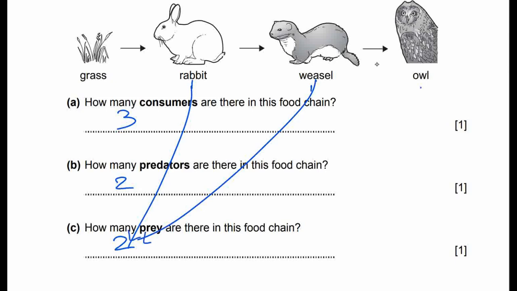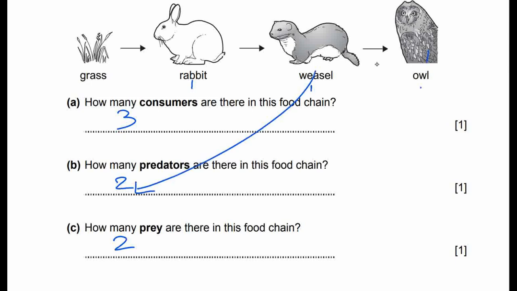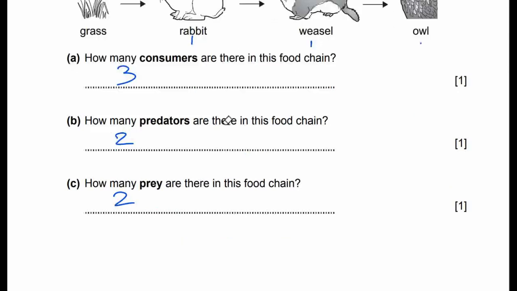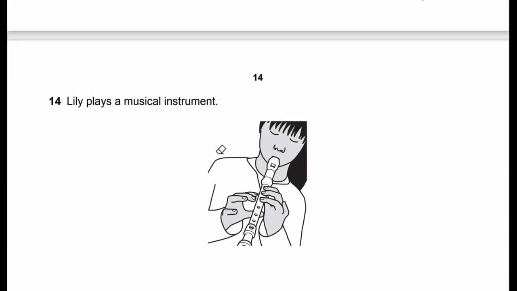And for predator, it is this one: weasel is the predator of rabbit and owl is the predator of weasel. So this is the predator. And consumer is all these 3, 1, 2, 3 are the consumers. Let's move to the next question.